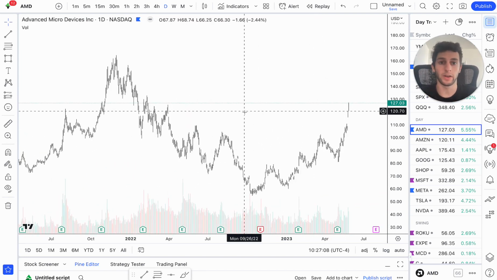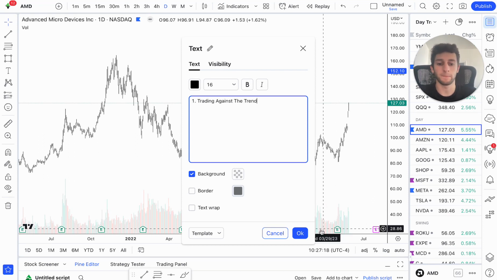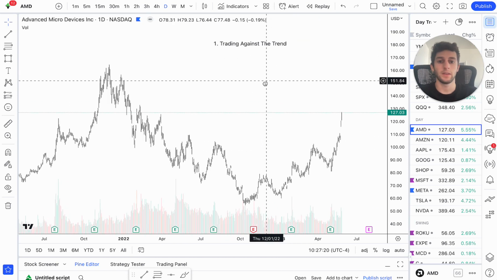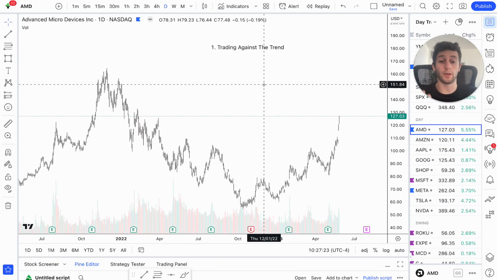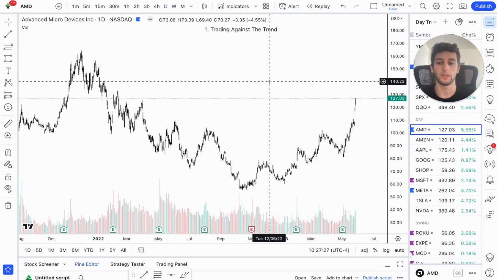Now the first one, if we hop right into it, I want you guys to write this down. It's going to be trading against the trend, okay? Trading against the trend. Now, this is a very simple topic that a lot of people tend to overcomplicate, all right? So let me go ahead and show you this.